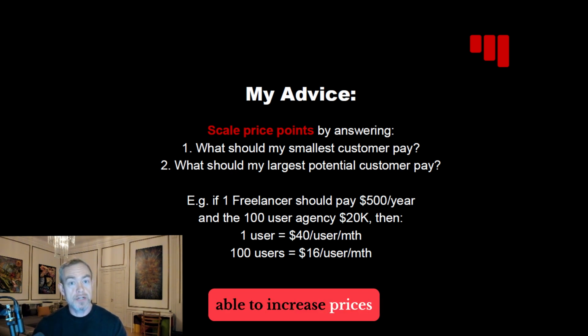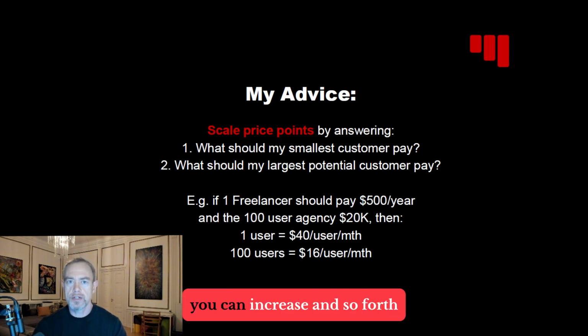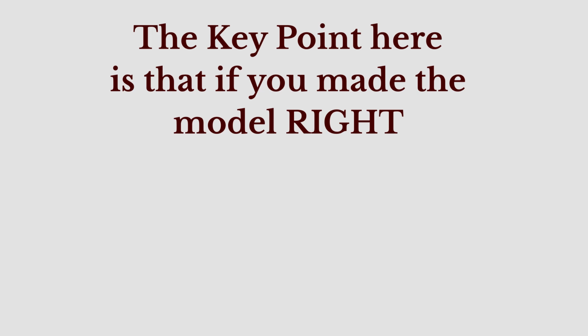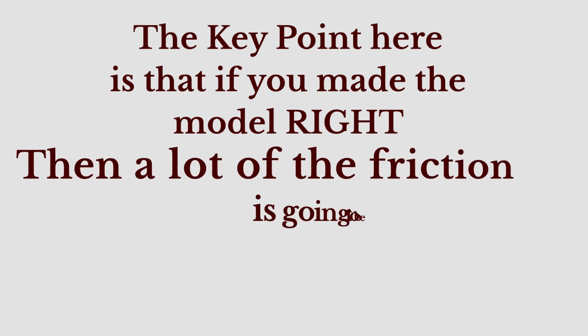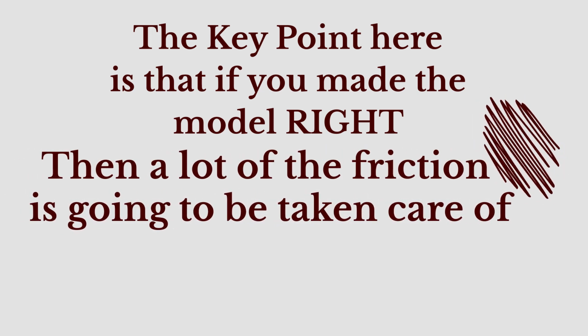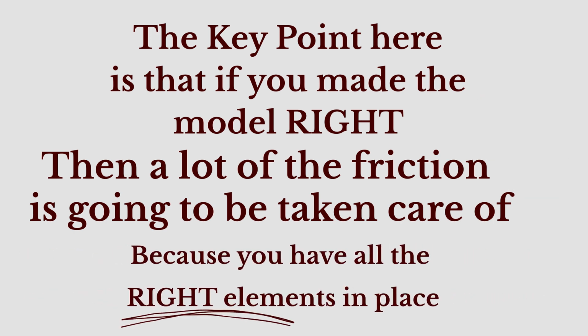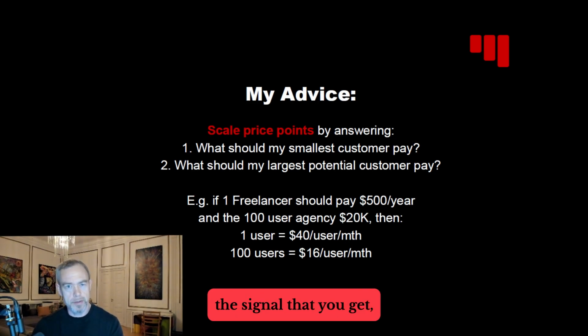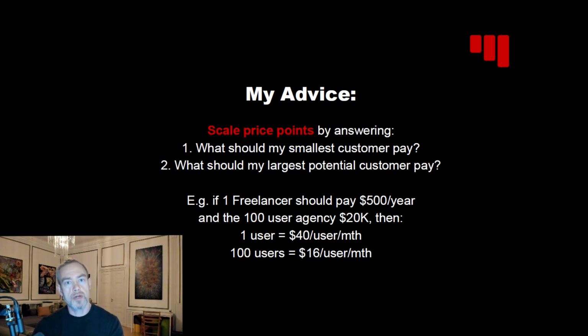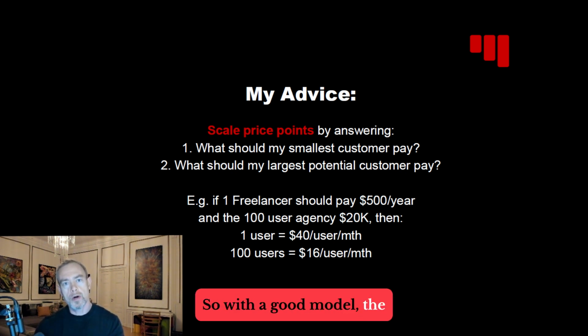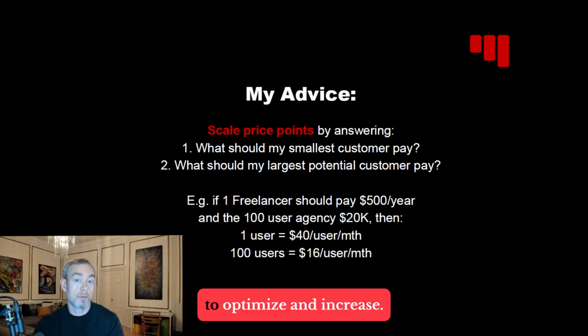You're going to be able to increase prices later. You're going to validate things. If people are saying yes a little bit too fast, you can increase and so forth. The key point here is that if you make the model right, then a lot of the friction in the model is going to be taken care of because you have all the right elements in place. And then that means that the signal that you get, the pushback, the friction, the speed of the sale is actually going to be much more on the price point itself. So with a good model, the price point is a lot easier to optimize and increase. So, which is why it's so important.